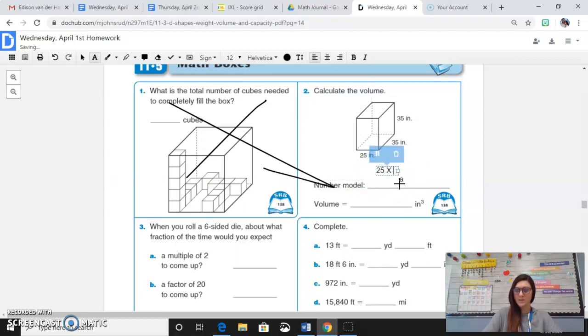25 times 35 times 35. So you're going to have to do two separate problems. First you're going to have to figure out 25 times 35, figure out what that is. Then whatever your answer to that is, you're going to times it by 35. And that will be your answer. It's going to be a big number. Okay, so that's how you figure out the volume of this cube. You just times the 3.